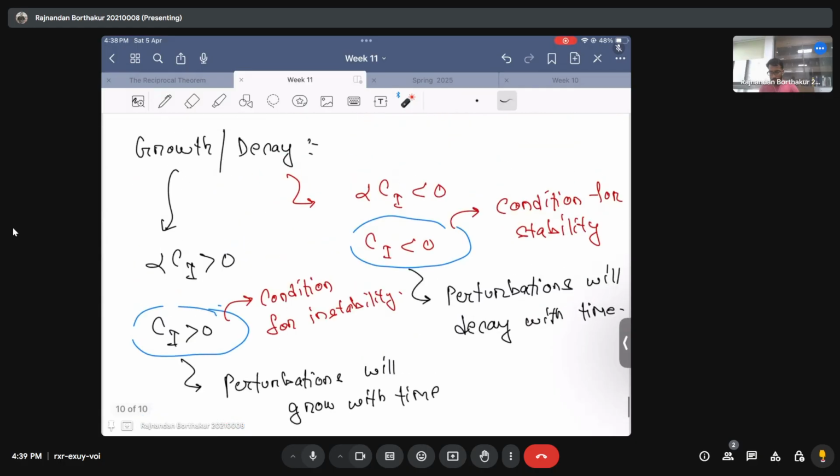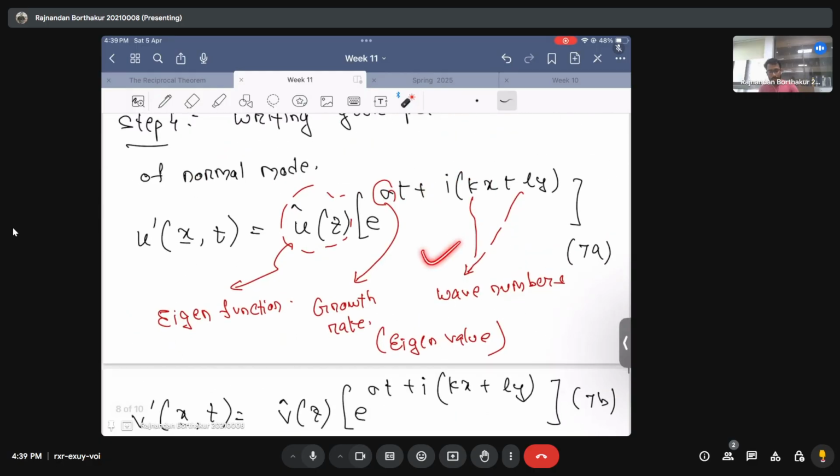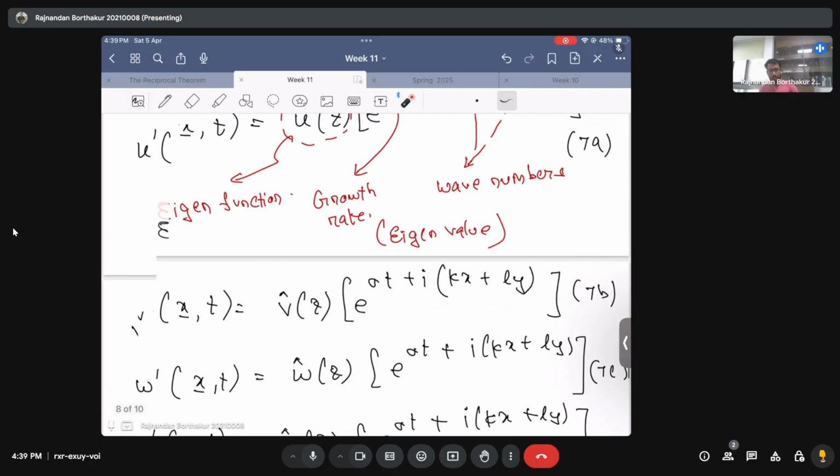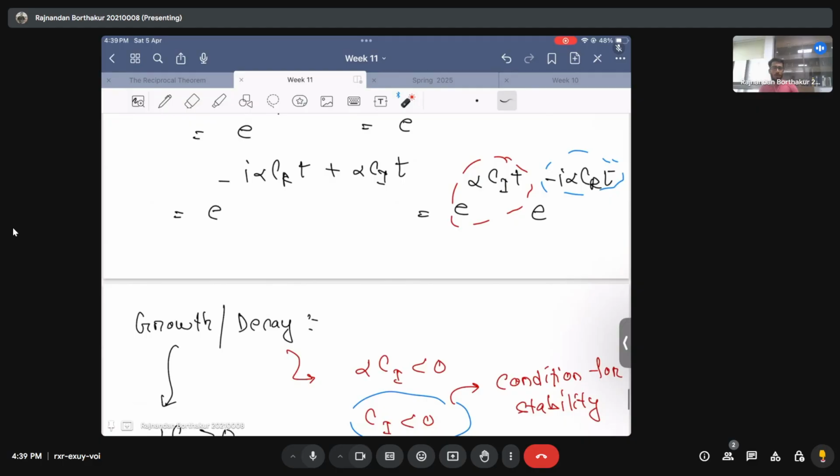Okay, so in the next class, we will insert these normal modes that we derived into the governing equations that the perturbations satisfy. And then we will use a very powerful theorem. Although we may not have time to actually prove it, it is known as the Squire's theorem. It says that for a given base flow and for the same wave number, 2D disturbances are stronger than 3D disturbances.